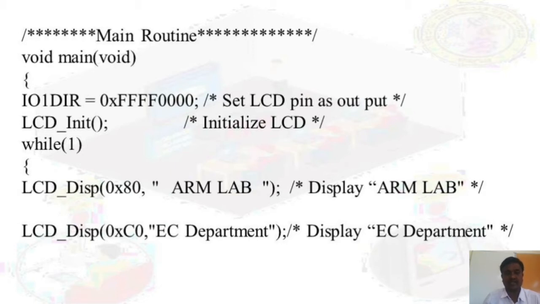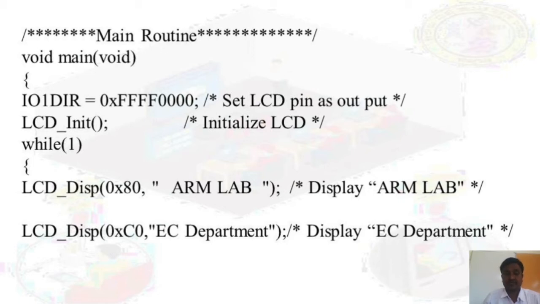Then we are calling the LCD init function, that is the initialization of the LCD. Then we have a while loop, open the curly brackets, and inside the while loop we are calling the LCD display function twice, because we have to display 2 lines on the LCD. For the first line, that is command 0x80, we are writing a message as RM lab, that is, in the comments we have written display RM lab.